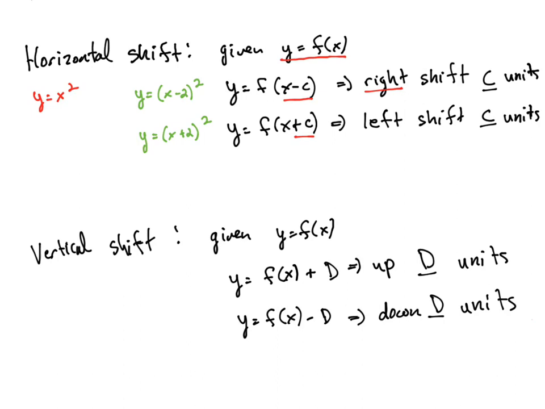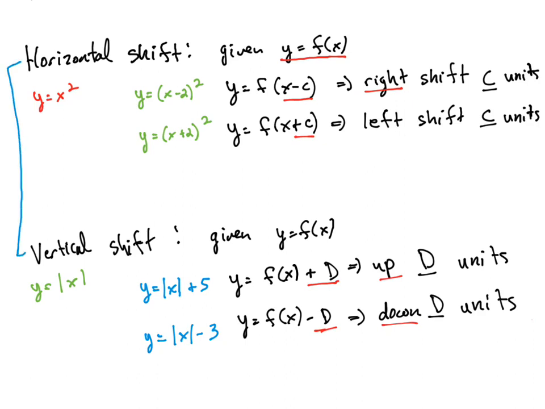Moving on to a vertical shift. Again, if we have a function y equals f of x, if we have f of x plus d, that means we're moving up d units. If we have f of x minus d, we're moving down d units. So suppose we have y equals absolute value of x. Y is equal to absolute value of x plus 5 is going to be moving that absolute value function up 5 units. And then y equals absolute value of x minus 3 is going to be moving the function down 3 units.